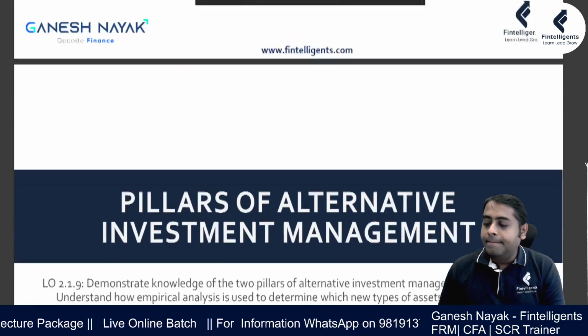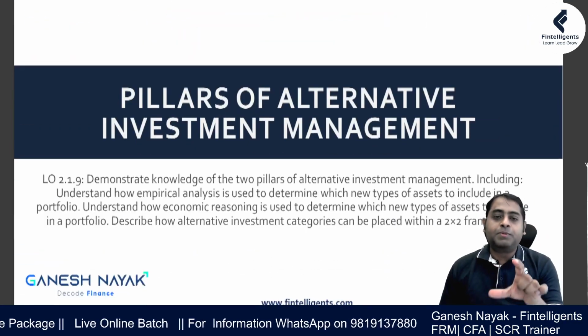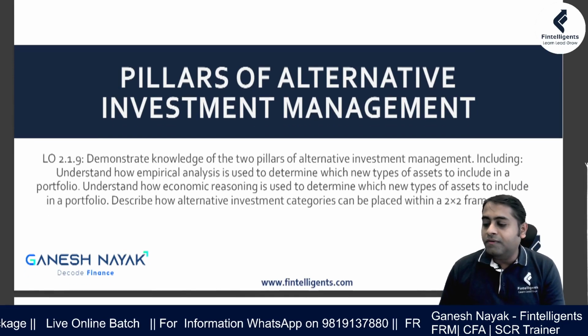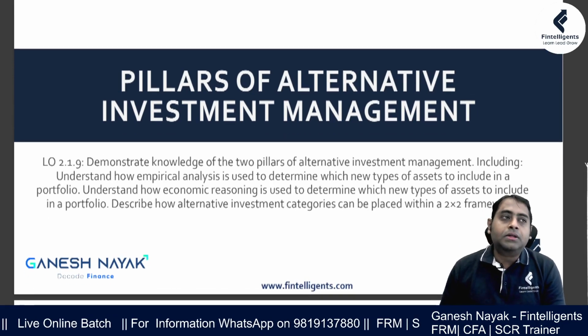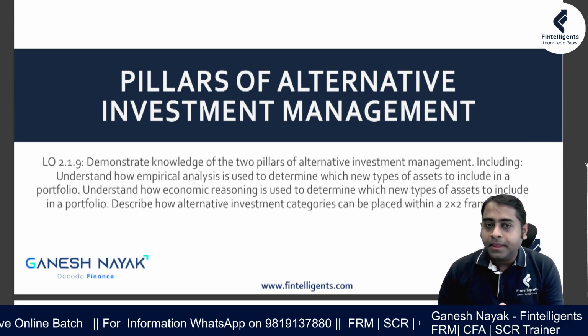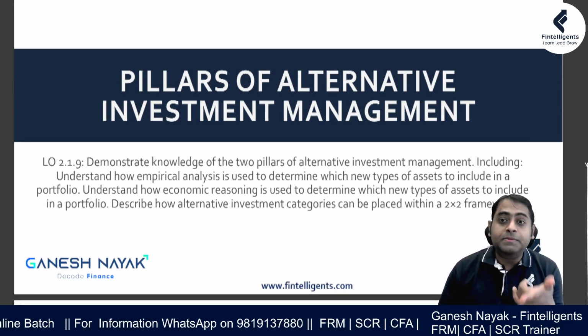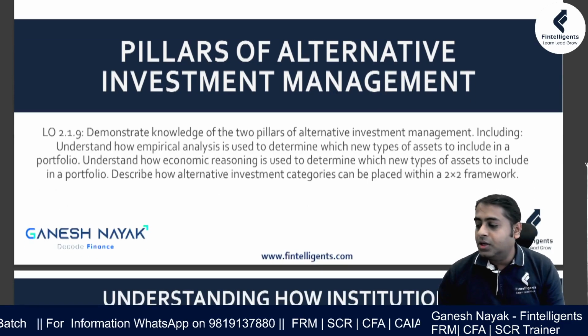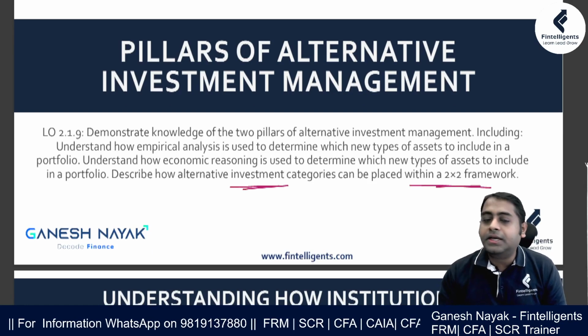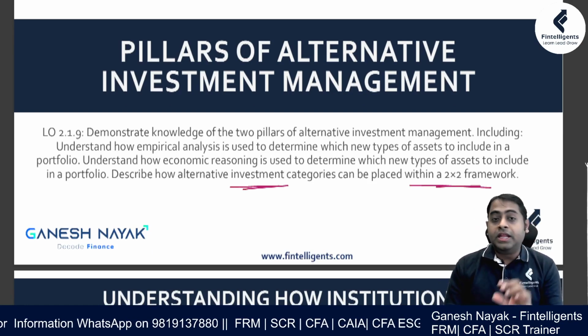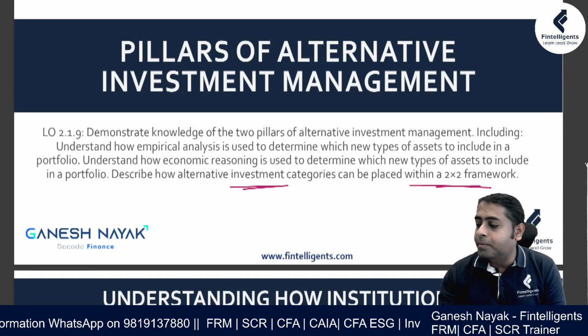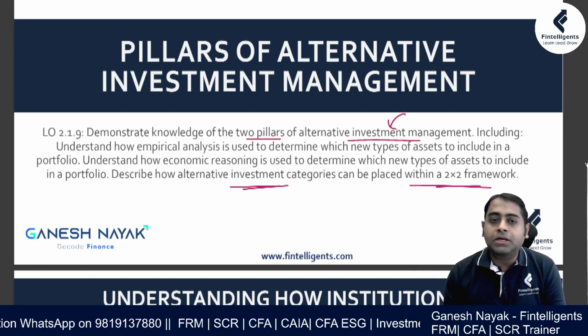Okay, pillars of alternative investment. This is the last part of the chapter. Now over here, they've given you a matrix at the end. That matrix concept is very interesting, which is a 2x2 investment category matrix. And before that they've also talked about the two pillars of the entire management of alternative investment.